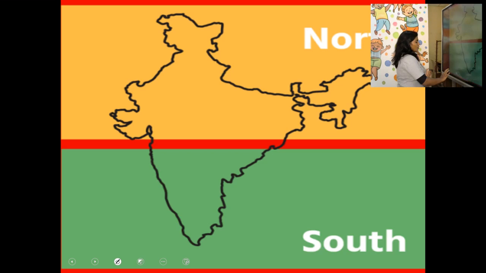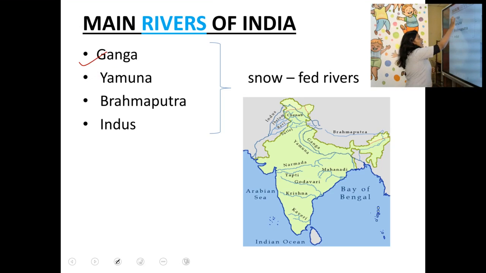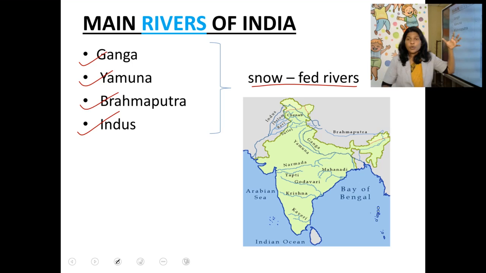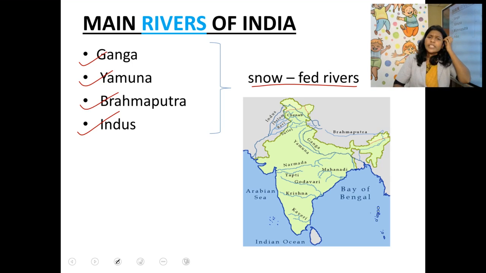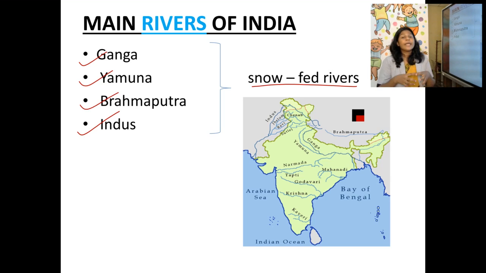Just look at the rivers of North India. The main rivers are Ganga, Yamuna, Brahmaputra and Indus. These four rivers are called snow-fed rivers. Why are they called snow-fed rivers? Because these rivers are formed by melting snow.